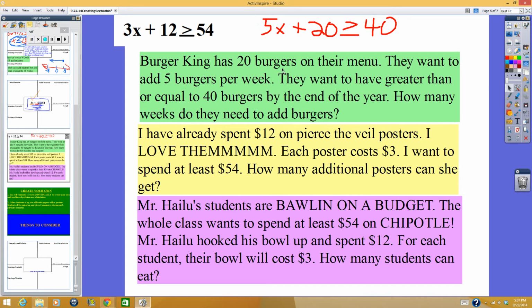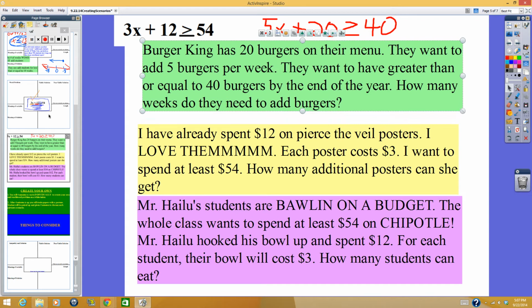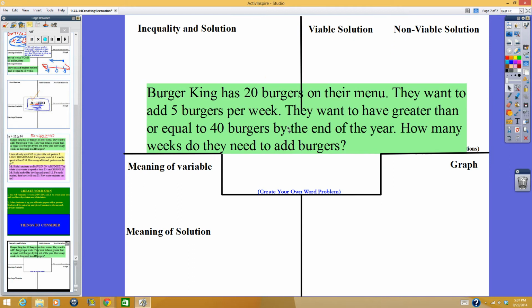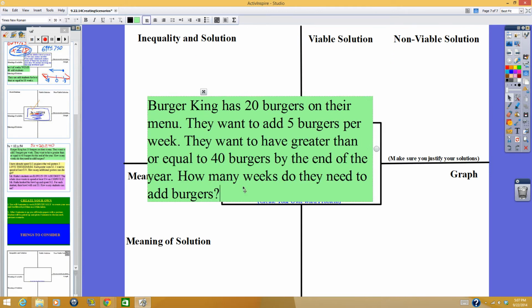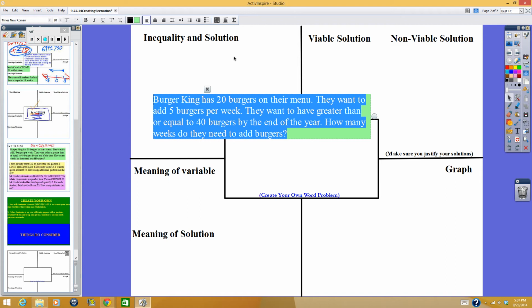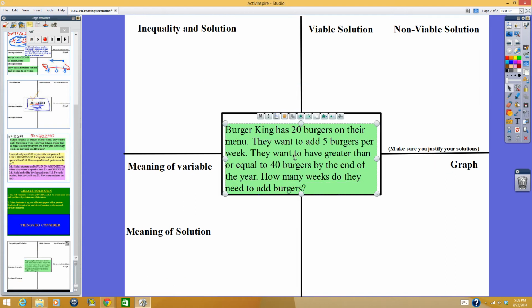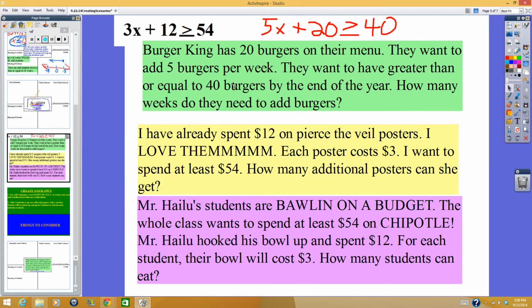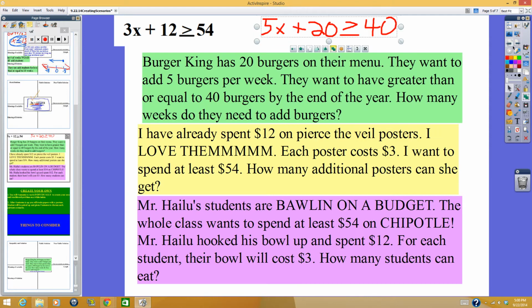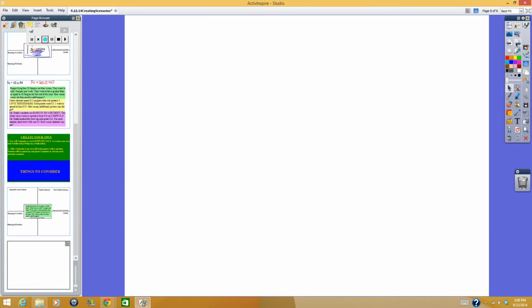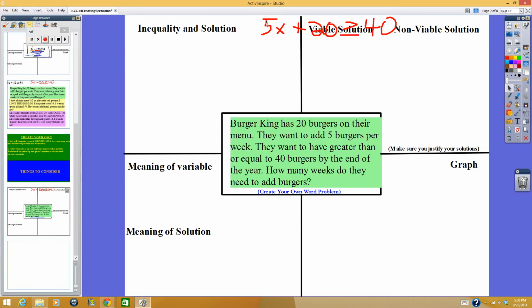Hopefully that helps. So I'm going to stick with this burger one. I'm going to copy this over to this page. Let's just say that that is what I decided to use as my word problem. If you want to really be ahead, this is the way to get ahead. This is the inequality that we said would work. So that did not work. I will rewrite it. 5x plus 20 is greater than or equal to 40. Now we have our inequality.